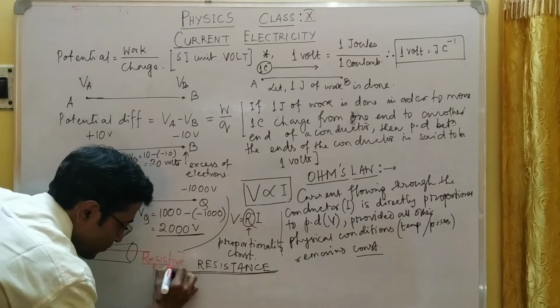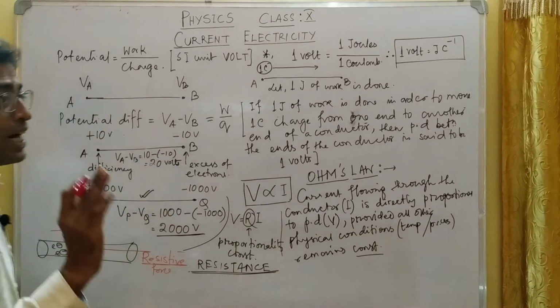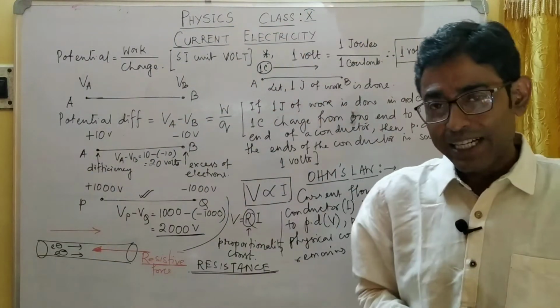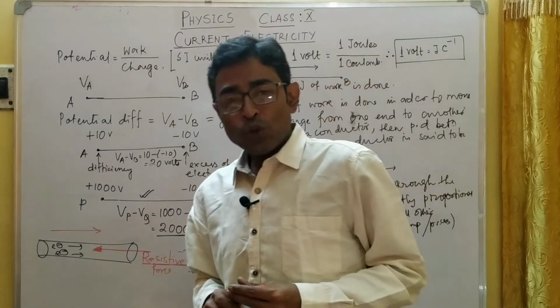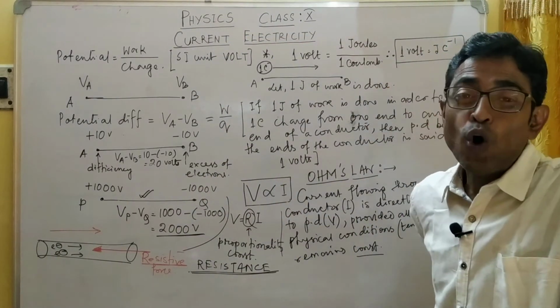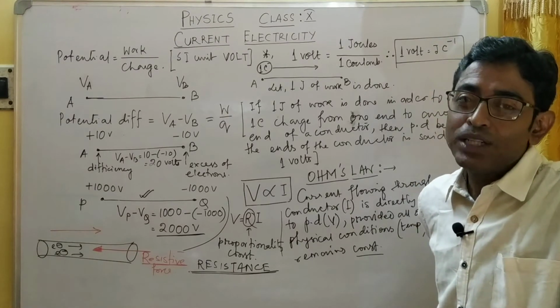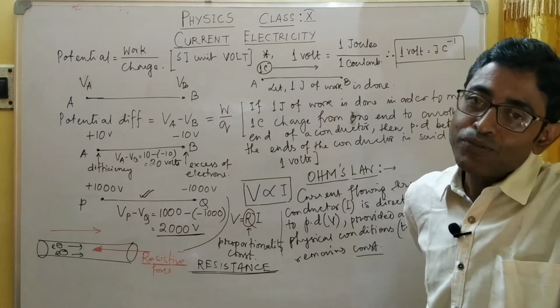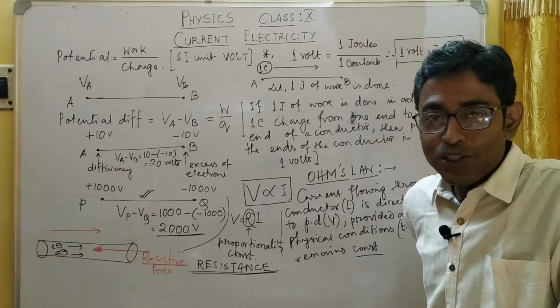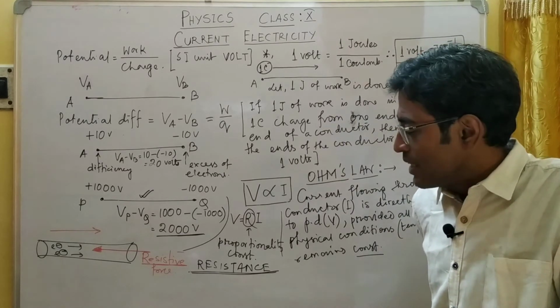What is the meaning of resistive? Which provides some resistance, which is actually opposing the flow of electrons. So the force or the thing which actually opposes the flow of electrons when electrons flow through a conductor is known as resistance of the conductor. Remember, I am repeating myself.